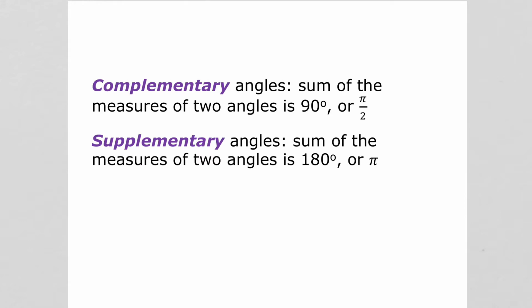Complementary angles add to be 90 degrees, and supplementary angles add to be 180. So complementary angles would be like angle alpha and angle beta here. They would add to be 90 degrees. Supplementary angles would be like alpha and beta here. They add to be 180, which makes a straight angle.